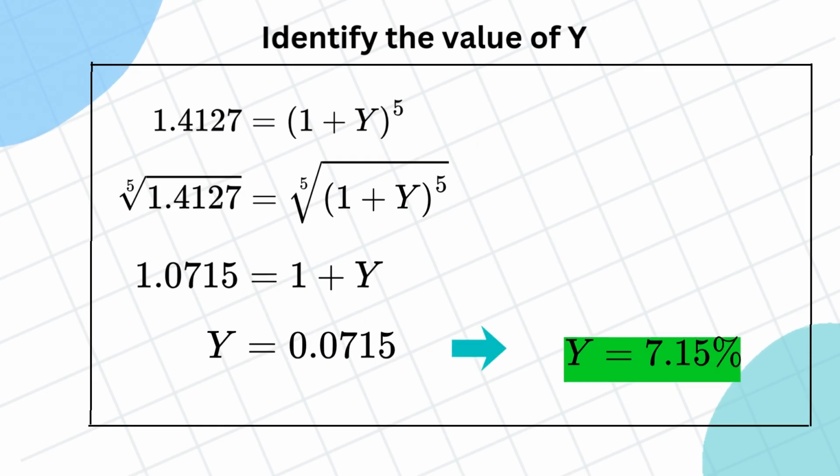The fifth root of 1.4127 gives us 1.0715. Next, we move the 1 to the left. So Y equals 0.0715, which is 7.15%.